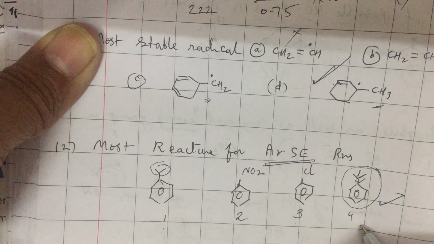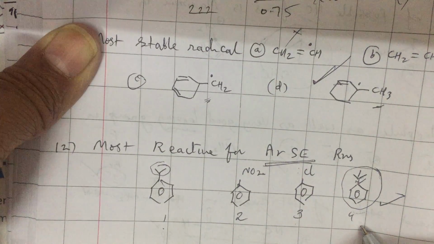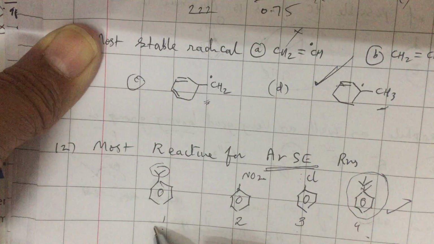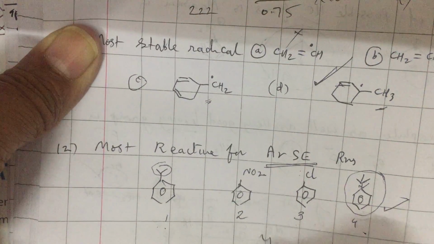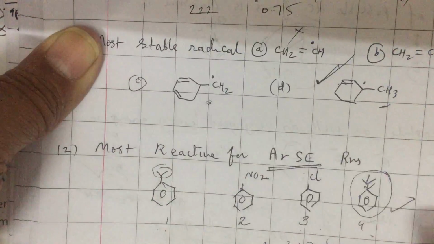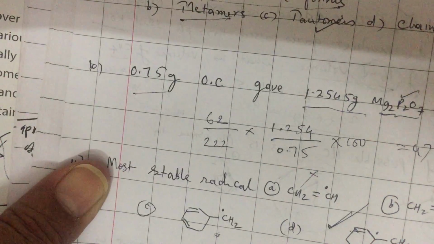Order of reactivity for aromatic electrophilic substitution: 4 is greater than 1 is greater than 3 is greater than 2. 4, 1, 3, 2 is the order. So these are some questions from this chapter.